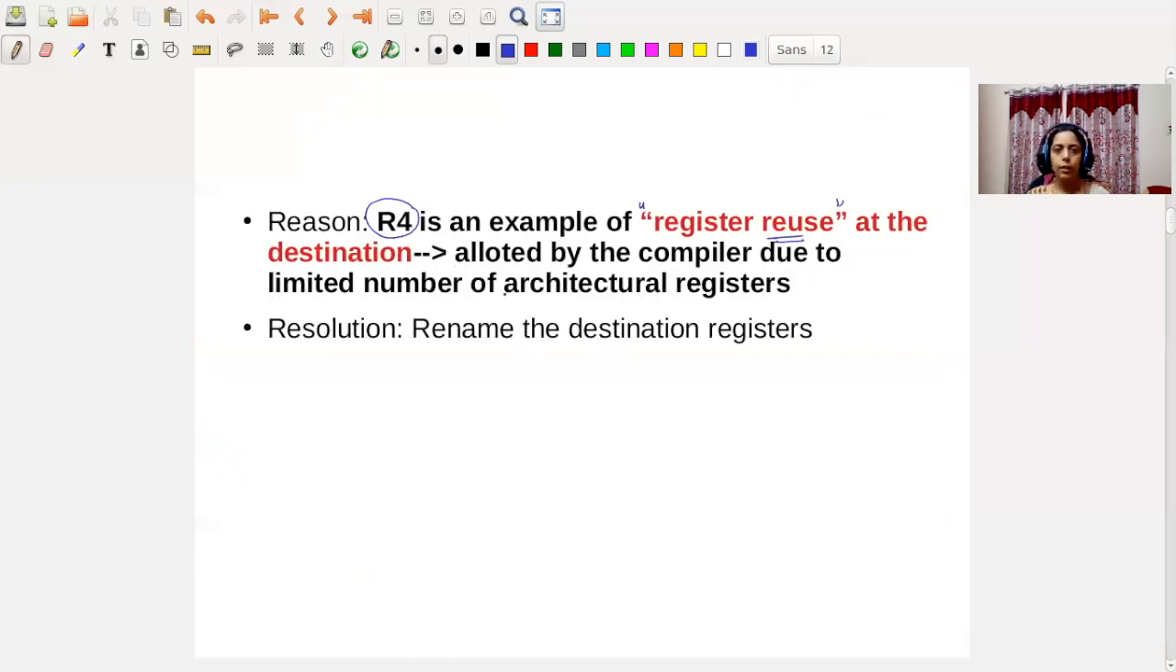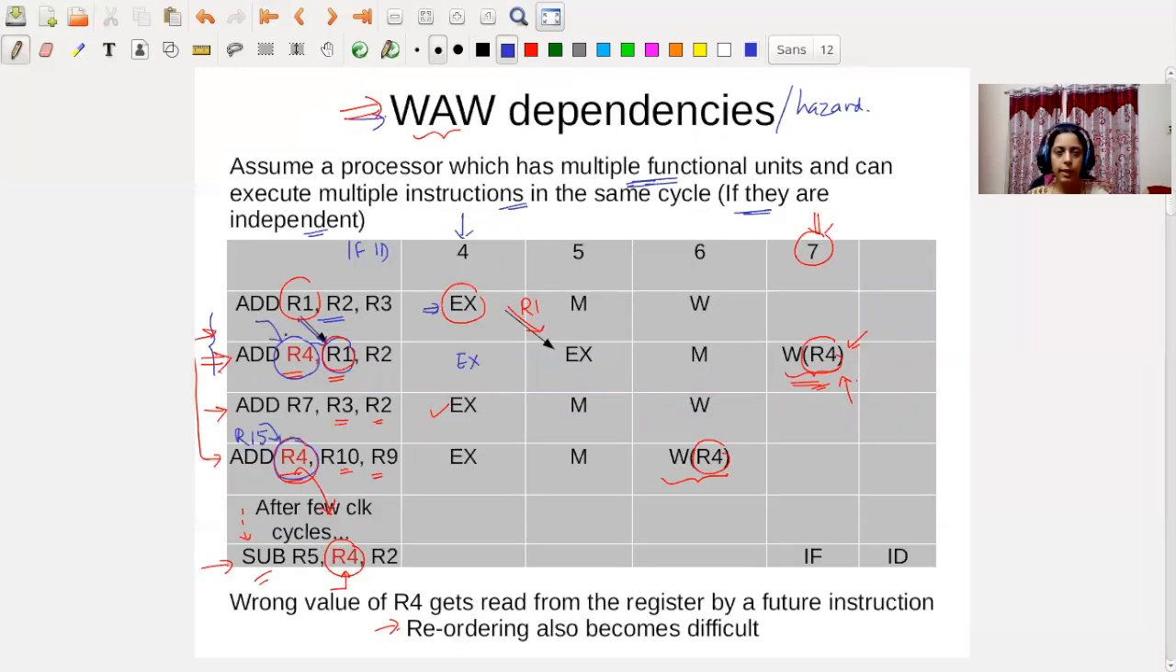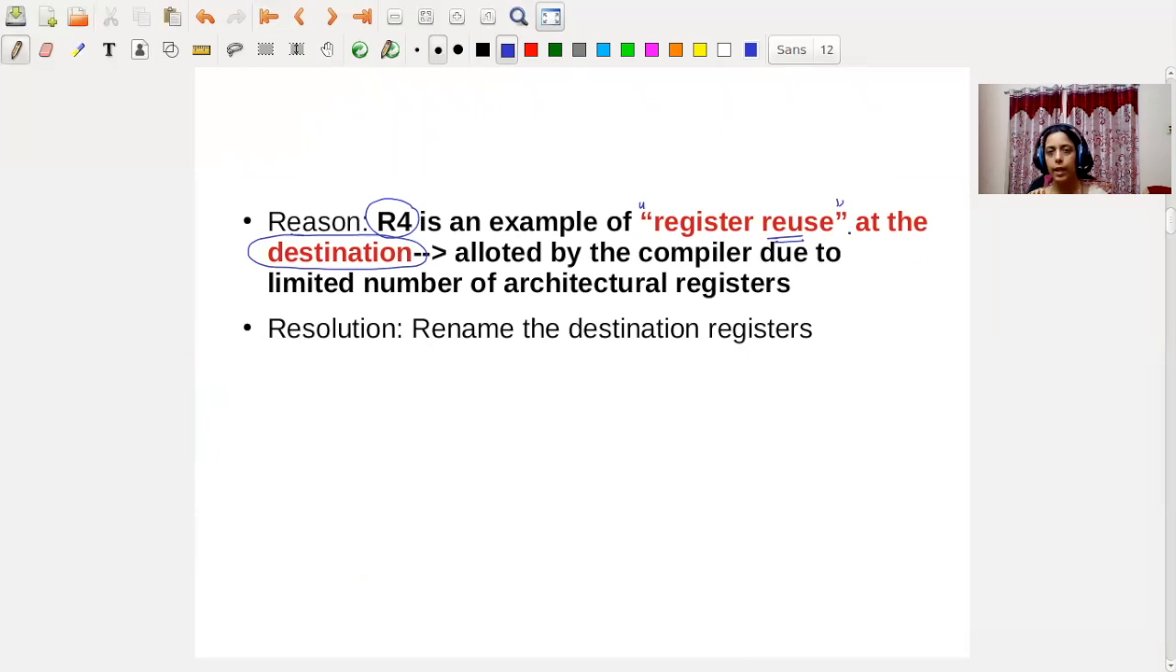So therefore, the reason for this write after write dependency is that the register has been reused, and importantly, the register has been reused at the destination. So the R4 in this add instruction and the R4 in this add instruction have been reused at the destination, and that is why it is called register reuse at the destination. And why did the compiler do this? Because it thought that there were a limited number of architectural registers available, and probably there is more code which needs other registers, and therefore it has reused the registers.